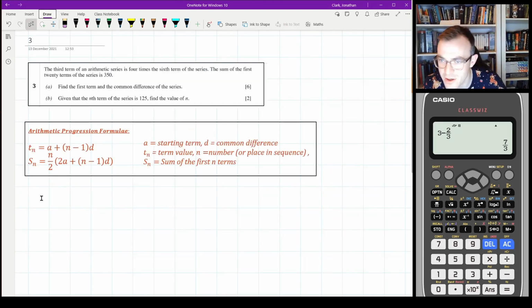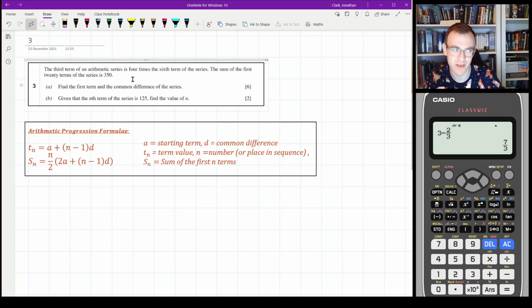Okay, what have we got here? So this is an arithmetic sequence question. I know that because it says arithmetic sequence, that's a giveaway. And we've got what looks to be some sort of simultaneous situation just reading this. So it tells us that the third term is 4 times the sixth term. And then it says the sum of the first 20 terms is 350.